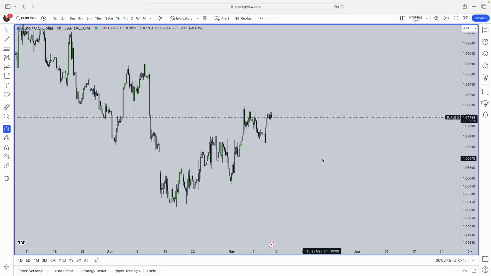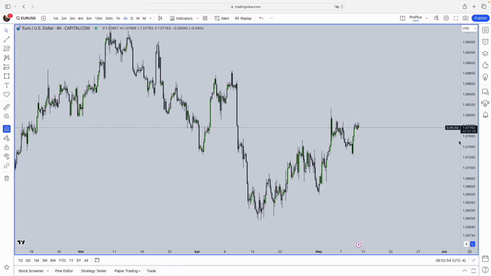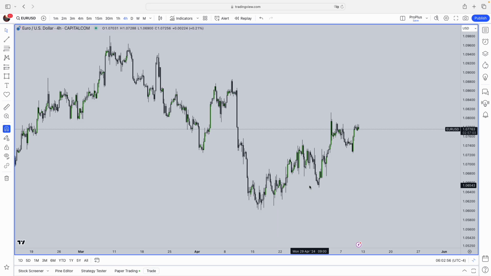So today I'm going to do the price action of yesterday, which is Thursday the 9th, I'm pretty sure. So let's get right into it. I'm just going to do Euro and then take a look at the dollar as well.